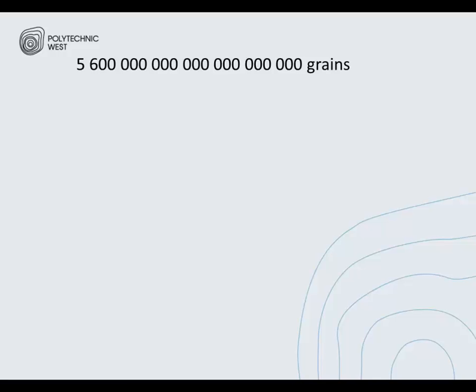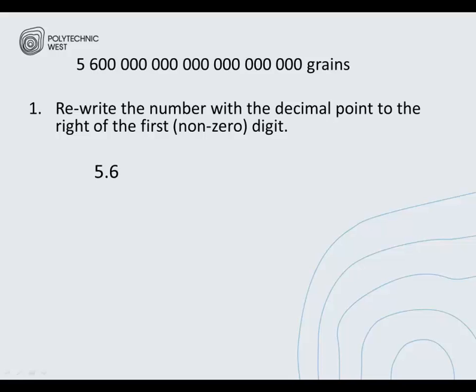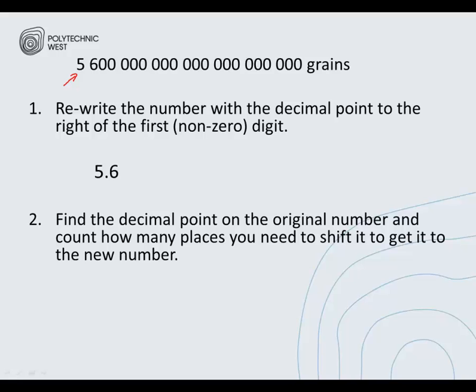Okay, so let's have a go at making this very big unwieldy number something a little bit more friendly using scientific notation. First thing you do is you rewrite the number with the decimal point to the right of the first non-zero digit. And the first non-zero digit is this 5. So I rewrite it 5.6. Next, I find the decimal point in the original number and I count how many places I need to shift it to get 5.6. So in the original number, decimal point's there.